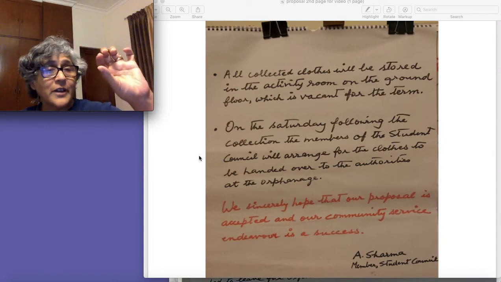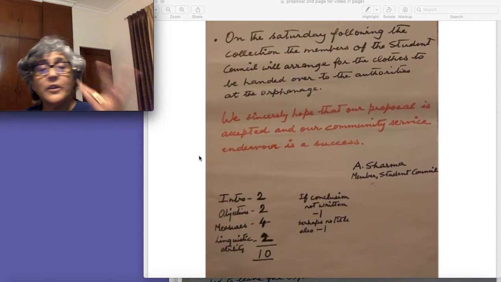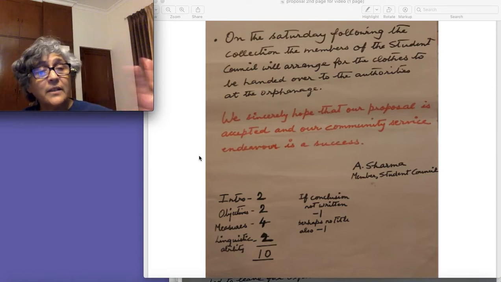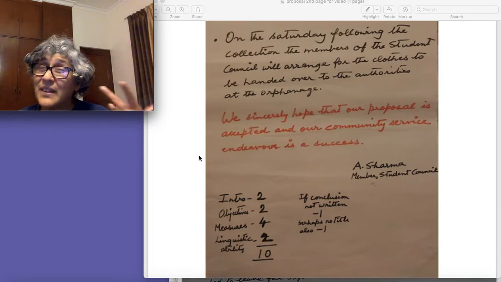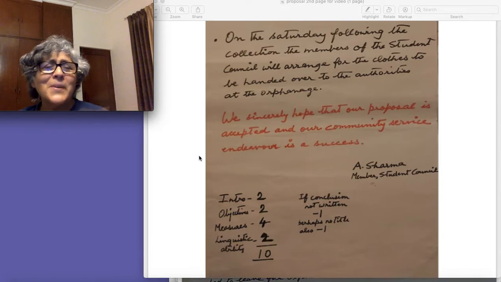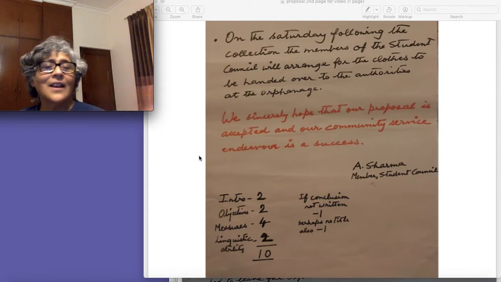Title, heading or introduction, objectives, measures, concluding sentence, name. Right? I've also given the mark scheme. Introduction, remember, you have 2 marks. Objectives, you have 2 marks. Measures, you've got 4 marks. And for linguistic ability, you get 2 marks, 10 marks. Now, if conclusion is not written, you lose a mark. There may not be a mark for conclusion, but if you do not write it, you lose a mark. There is no mark for the title, but I feel if you don't write it, you might lose another mark. So why miss the opportunity to get a full 10? Follow the format, write according to how it is designed, and you should get your full 10 out of 10 for your proposal. Got it?